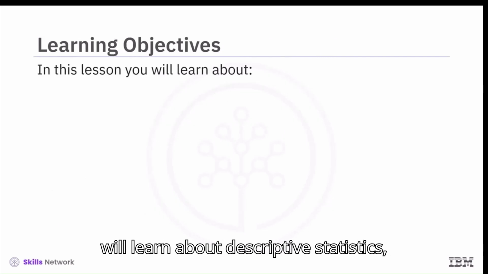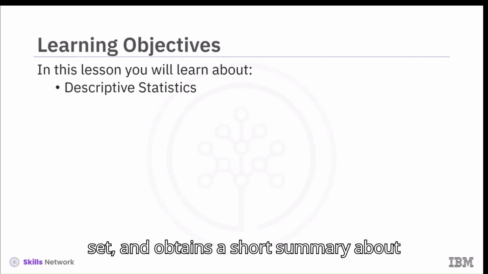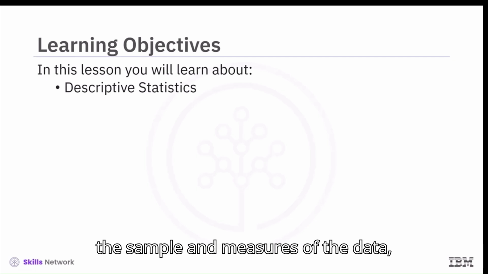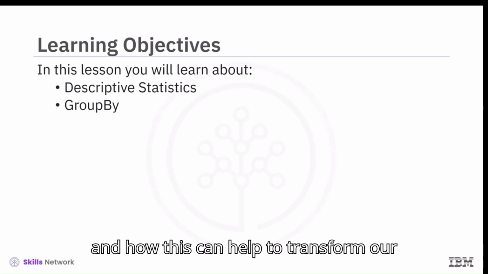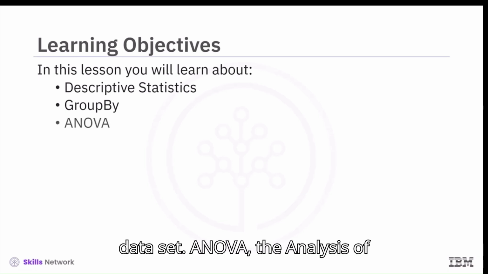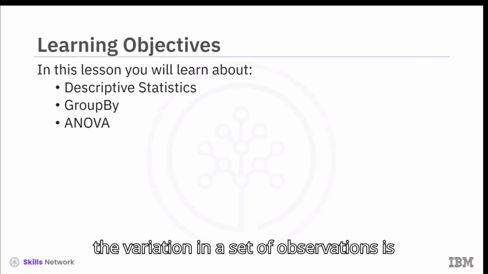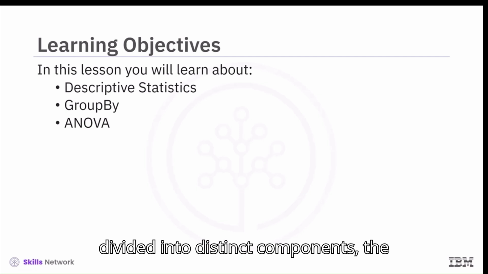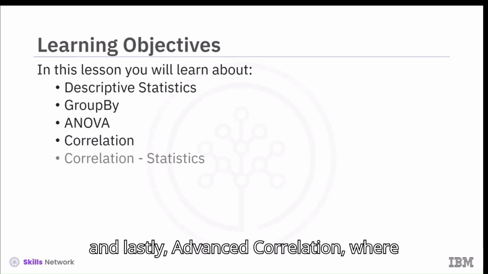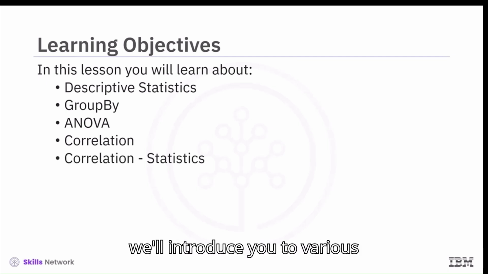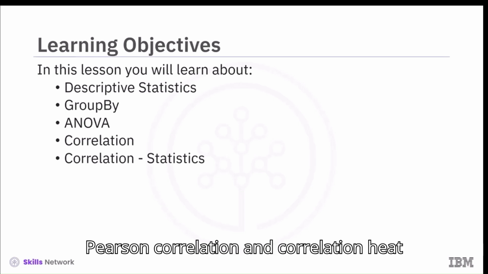In this module, you will learn about descriptive statistics, which describe basic features of a dataset and obtains a short summary about the sample and measures of the data, basic of grouping data using GroupBy, and how this can help to transform our dataset. ANOVA, the analysis of variance, a statistical method in which the variation in a set of observations is divided into distinct components, the correlation between different variables, and lastly, advanced correlation, where we'll introduce you to various correlation statistical methods, namely Pearson correlation and correlation heat maps.